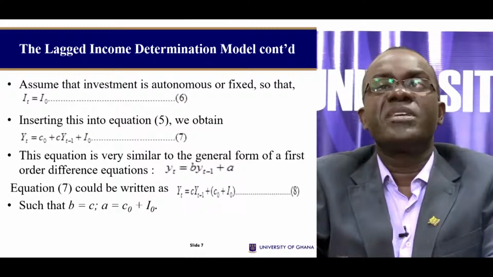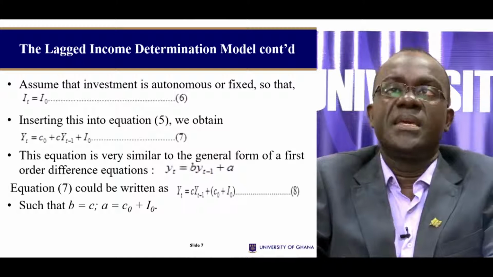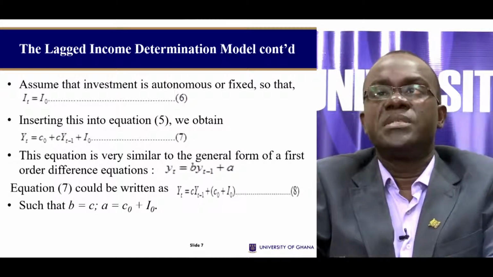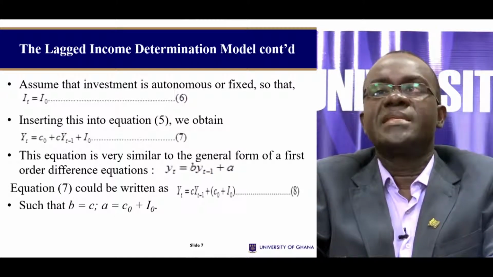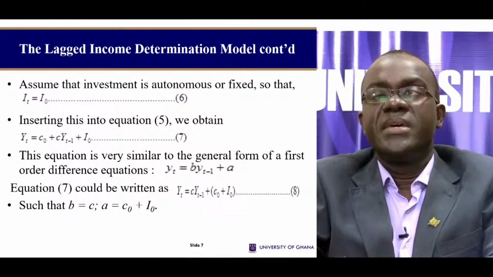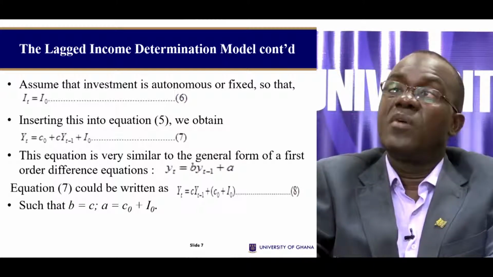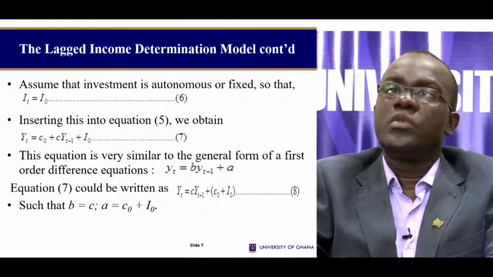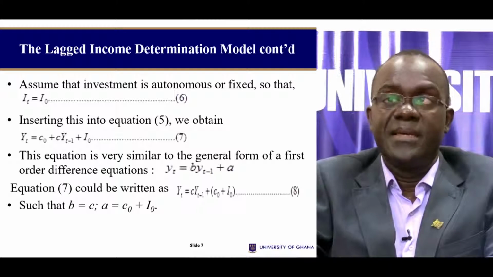Now, assuming that we have investment to be constant, which is actually the case in many situations, then our equation can be reorganized in this form, and it's not very difficult to see that this is a first order linear difference equation. As we saw last week, this is the general formula of a first order linear difference equation. If we put it in this form, then we get something like this, where our B is equal to C and our A is equal to C0 plus I0.